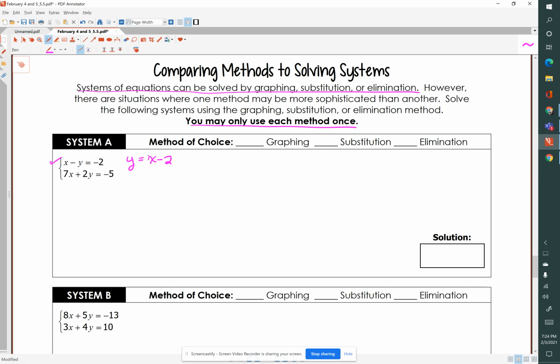And because I have this equation solved for y, I can take x minus 2 and substitute it for y in the second equation and just solve that. So I will have 7x plus 2. Okay, now this is the substitution. Instead of y, it's x minus 2, equals -5. So first I will substitute.